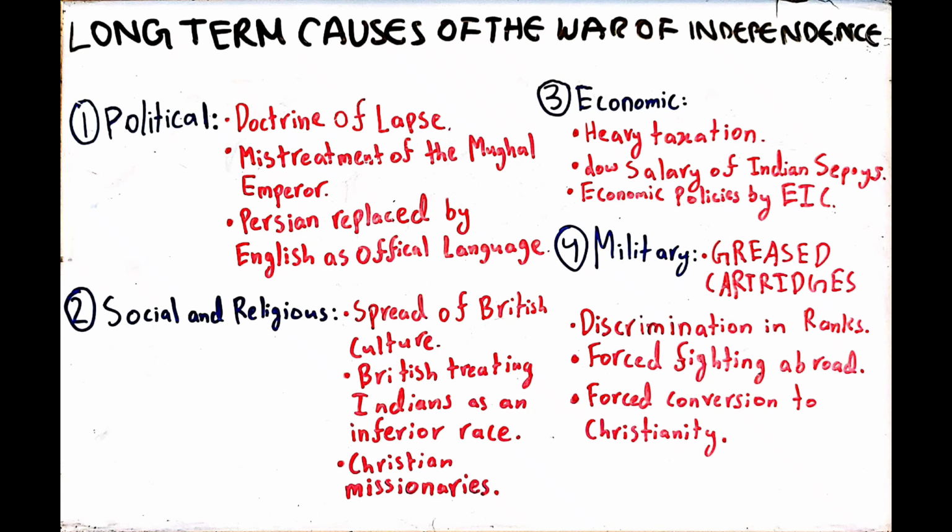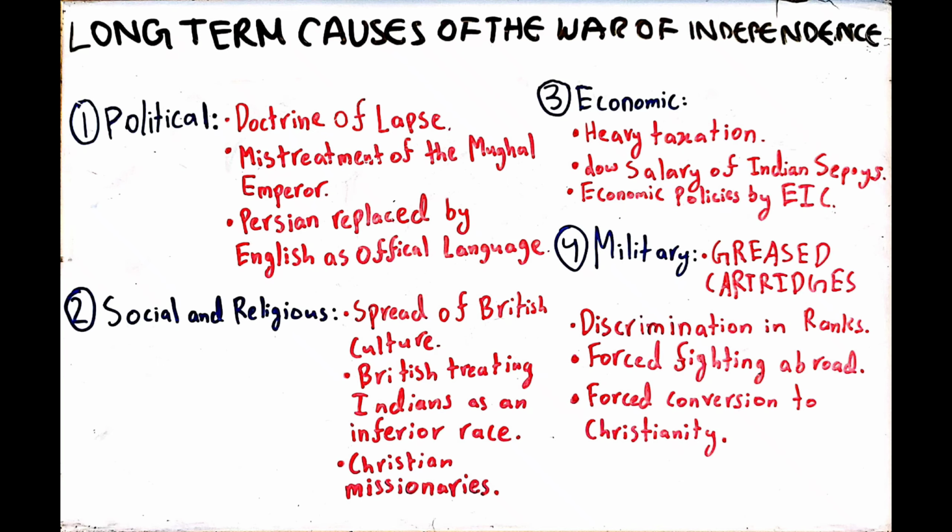Number one, political. If you start off with that, you have lots of reasons. Starting with the introduction of the Doctrine of Lapse by Lord Dalhousie in 1852. If a ruler was to die without a male son, his state would go directly to British control. Many lands were given away to the British like this, and this caused a lot of resentment to the British by the Indians.